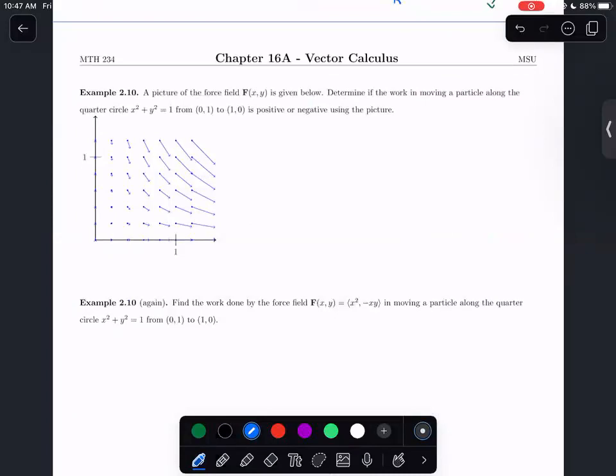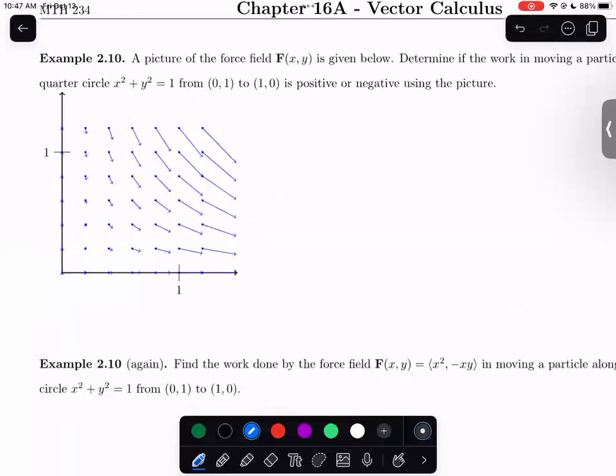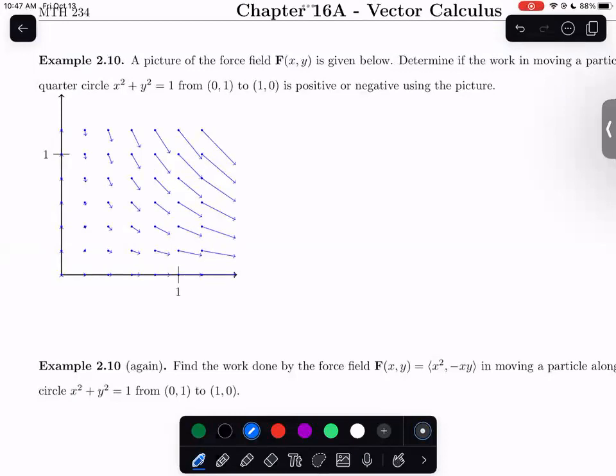I have a picture of a vector field, and I want to first determine if the work in moving a particle along the quarter circle from (0, 1) to (1, 0) is positive or negative using the picture. So I haven't told you an equation or anything for what this vector field is. And then in our next example, we'll actually do the calculation. So if I was to draw our curve, our quarter circle from (0, 1) to (1, 0), something like this, maybe.